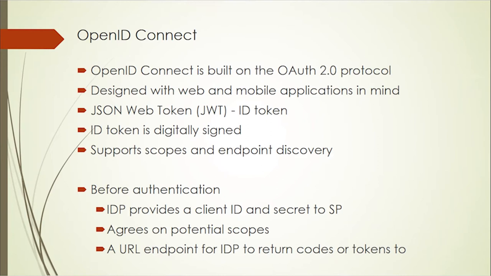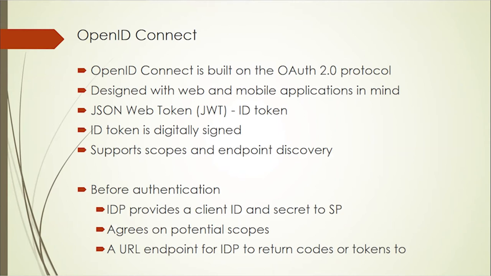And the ID token is digitally signed and encrypted if required. Because it's an extension of the OAuth 2.0 protocol, it actually has the capability to support scope and endpoint discovery. Scope, in the sense, is the permission you have and what kind of things you can retrieve about the user. That's kind of what scope means.